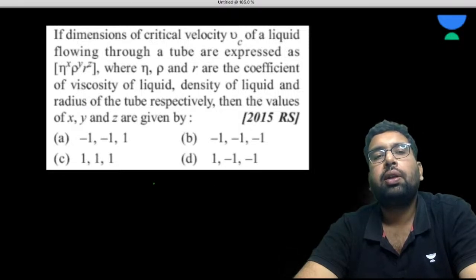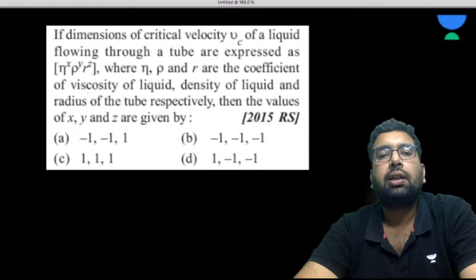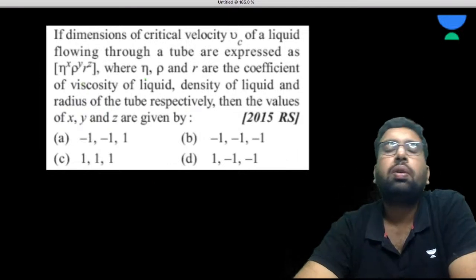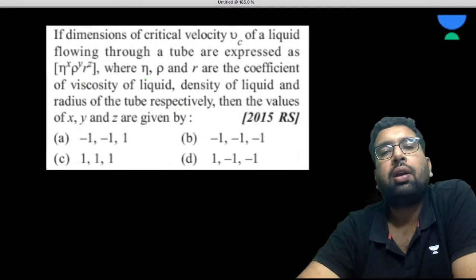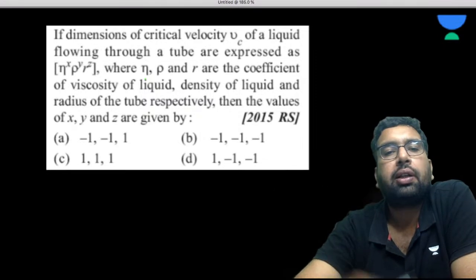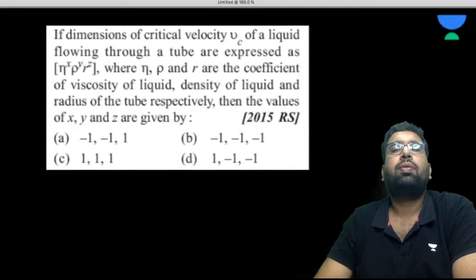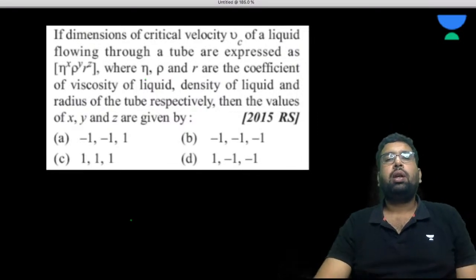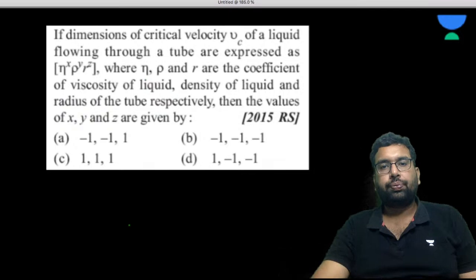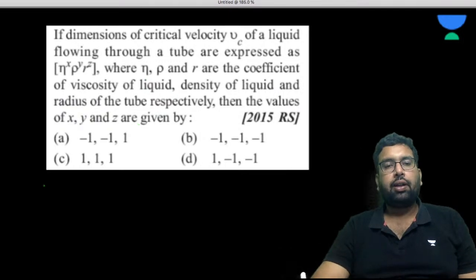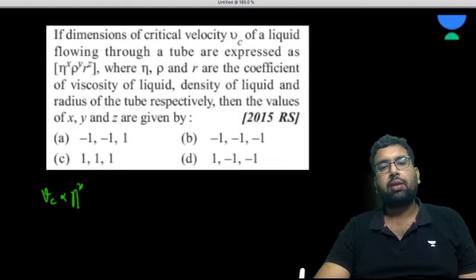So how do we do it? It says if the dimension of critical velocity of a liquid flowing through a tube is expressed as this, where eta, rho, and r are the coefficient of viscosity, density, and radius of the tube respectively, find the values of x, y, and z. So how can we do it? Critical velocity is proportional to eta to the power x, rho to the power y, and r to the power z.